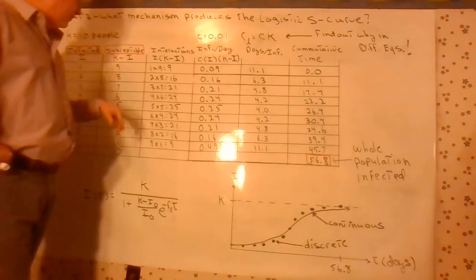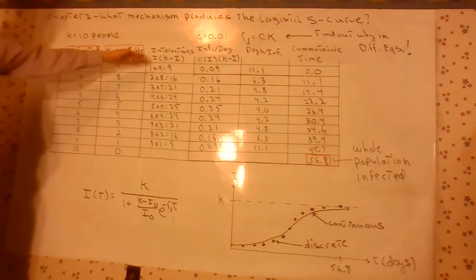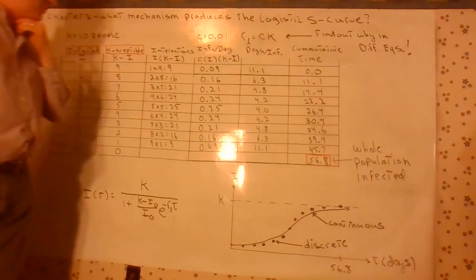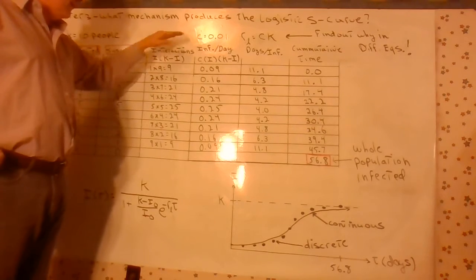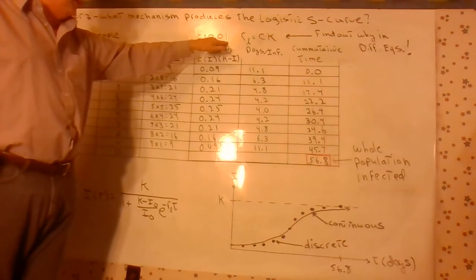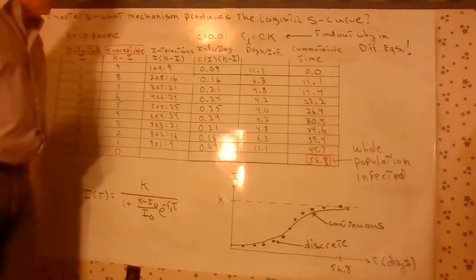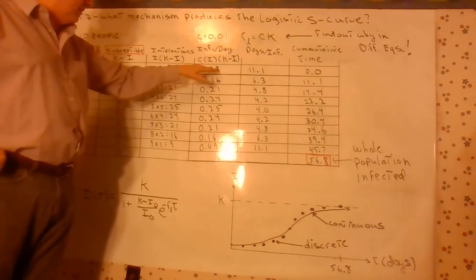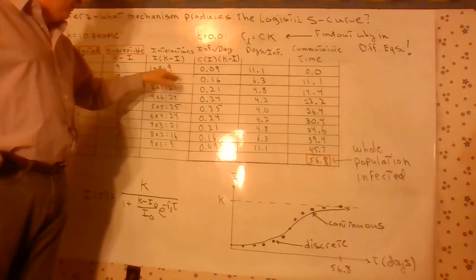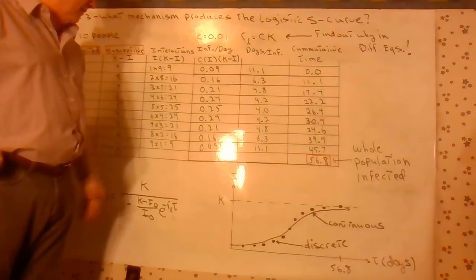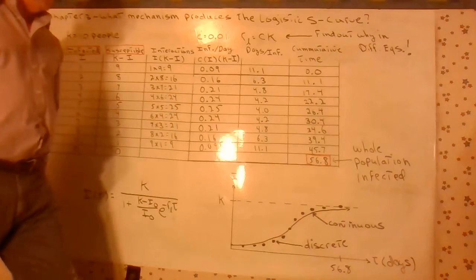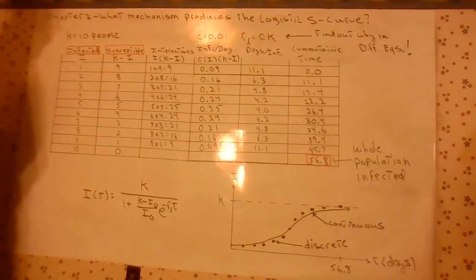Since the rate of change is proportional to the number of possible interactions, there's a proportionality constant. I said, let's just assume C is 0.01. I just made that number up. It's easy. You can just multiply 9 times 0.01, 0.09, 16 times 0.01, 0.16, and on down that column.